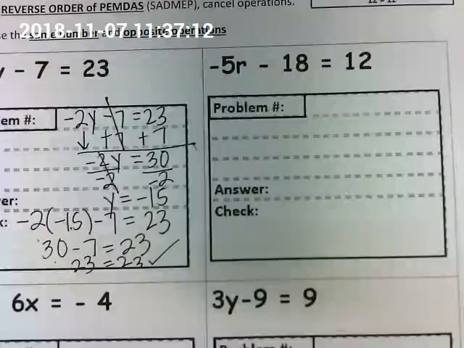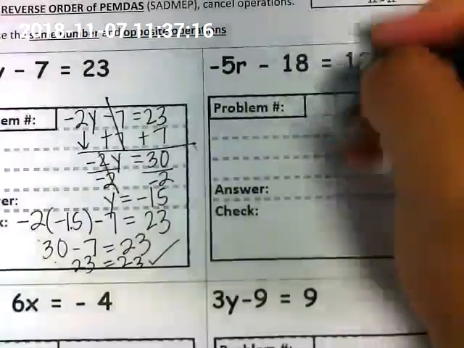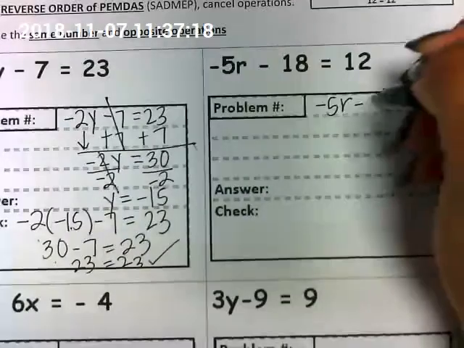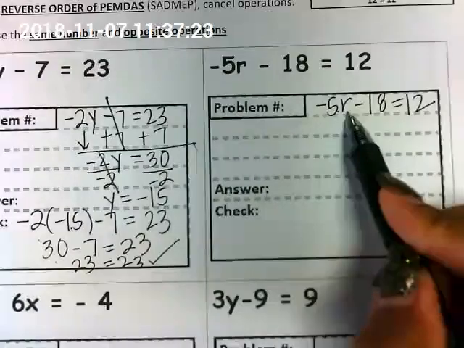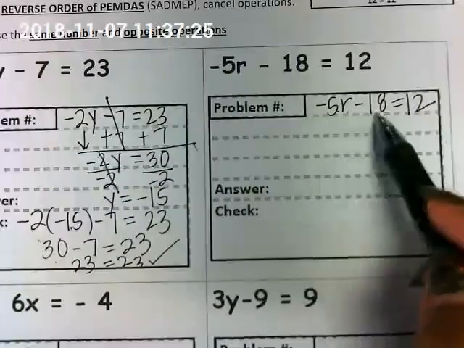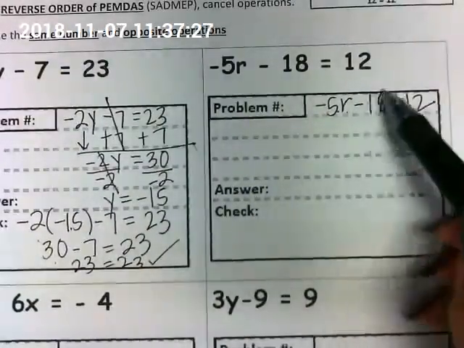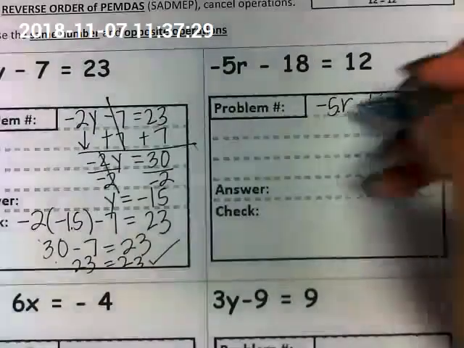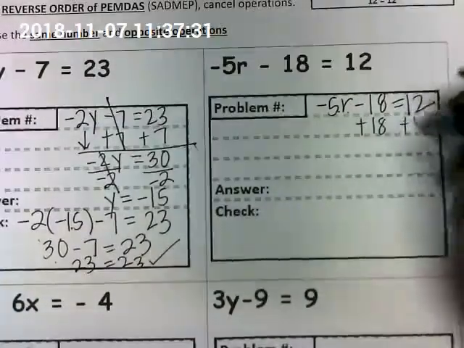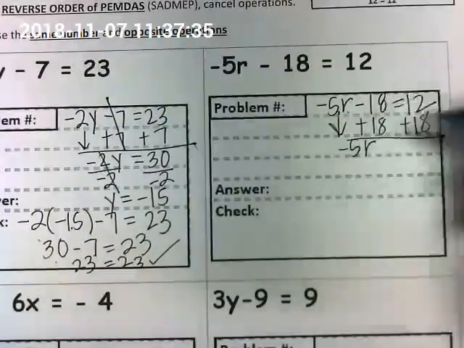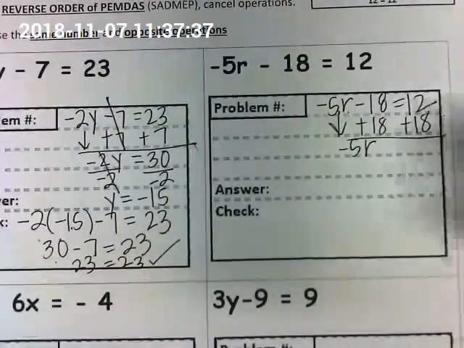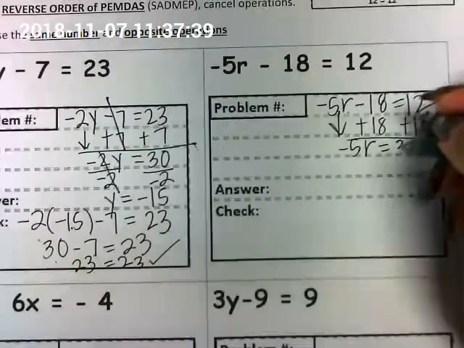Going on to the next one. I have negative 5r minus 18 is equal to 12. Once again, I'm going to identify my variable. It is r. What is being added or subtracted from r? I see that that's 18. I'm going to add 18 to both sides. Bring down my negative 5r. 12 plus 18 is 30.